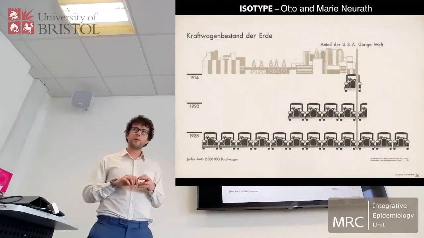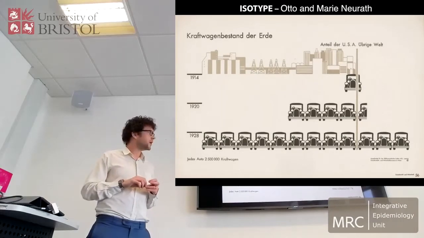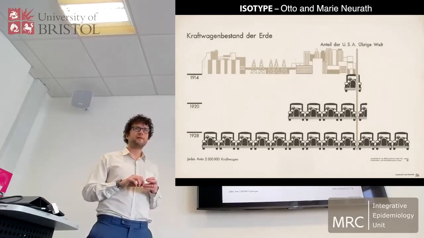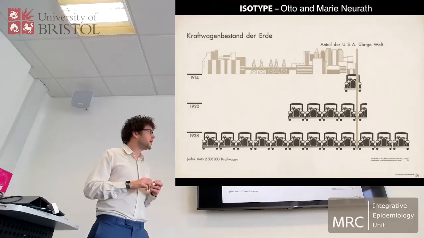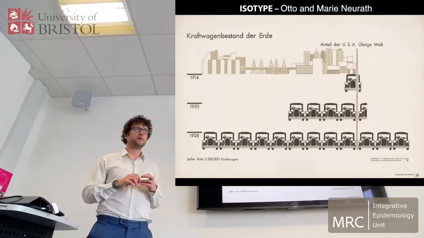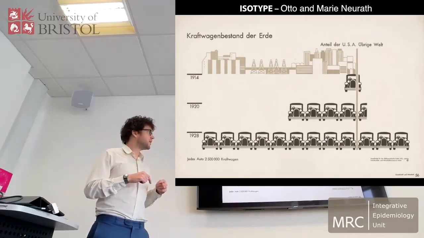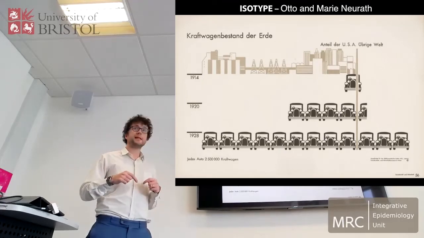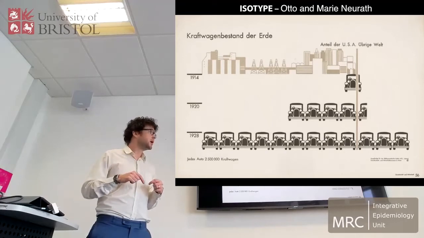Have you heard of Otto and Marie Neurath and the Isotype movement? Oh, they're fascinating. You should go and look at them. They worked in Austria before the Second World War and then escaped to the UK. But they did amazing work in trying to explain statistics to people with very low levels of literacy.